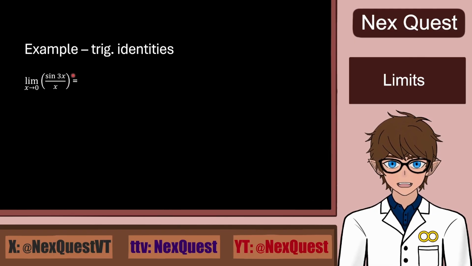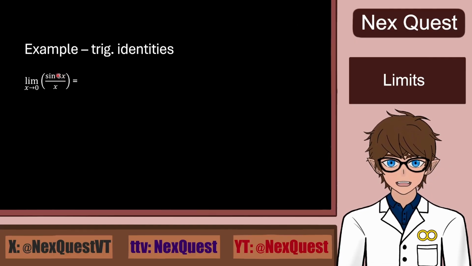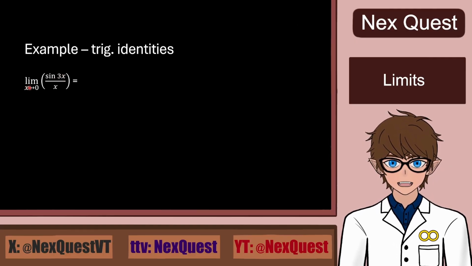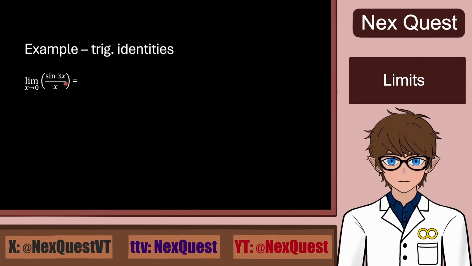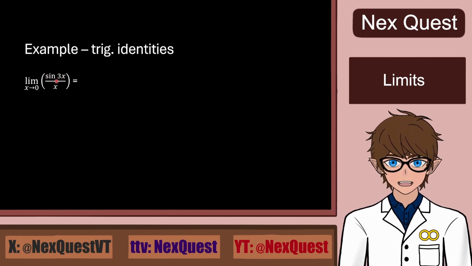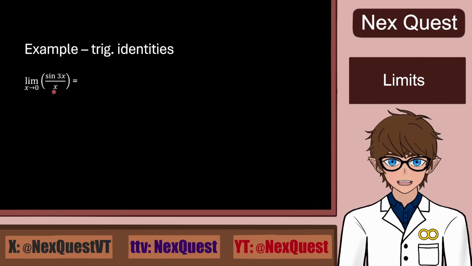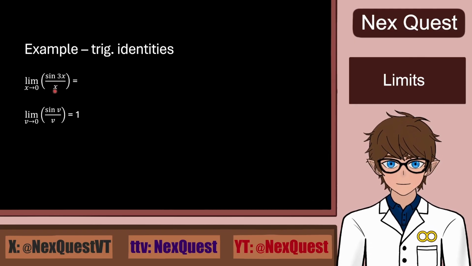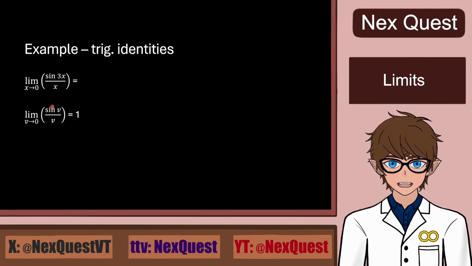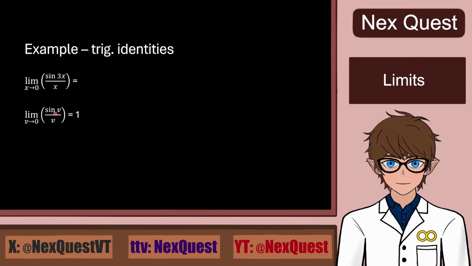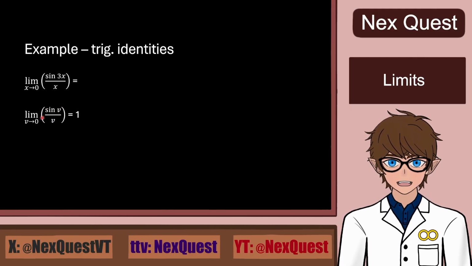So here is our example on how we actually solve it using the trig identities, or just identities in general. We know that the first identity is that the limit as x approaches 0 of sine of x divided by x equals 1. But here we have sine of 3x divided by x. So let's write down everything we know. I changed x to v for the identity so it's easier to differentiate. We also see that we need to divide sine of something by that exact something.